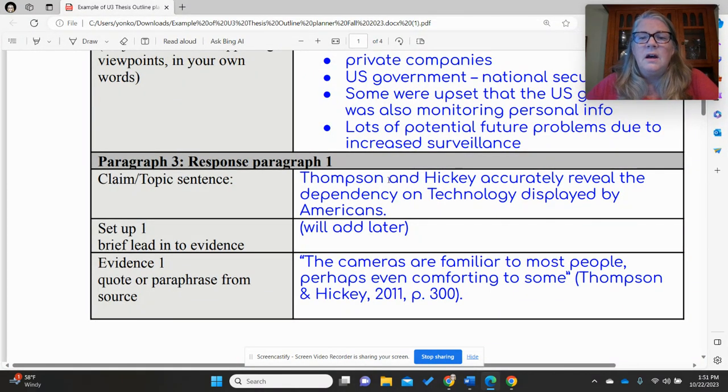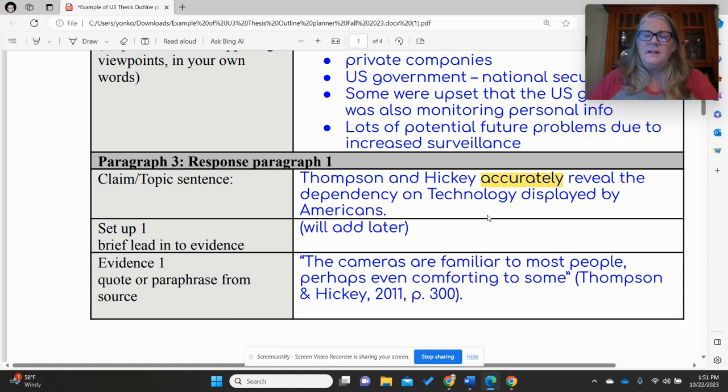So notice here it says Thompson and Hickey, so that's the author's names, accurately reveal the dependency on technology displayed by Americans. So the point that they made in their article that the student is responding to is that they revealed the dependency on technology that Americans have. Now, where the student's opinion is coming in here is with the word accurately. It's basically saying that the student agrees with these authors.